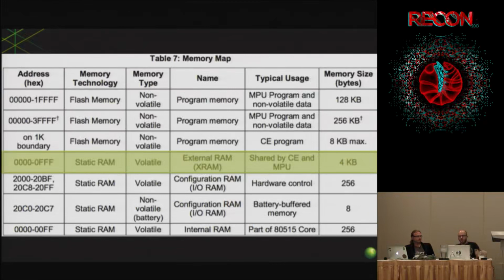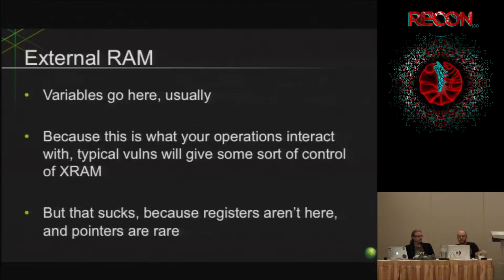And then external RAM, that's the largest part, or the largest part where data goes anyway. And this is where your operations interact with. So anytime you find a vulnerability, if you find a crash, it's usually always in XRAM. You're finding some way that you're either corrupting XRAM, which then causes something else to crash, and then eventually it'll trigger some sort of an interrupt that resets it. Or you can get extreme control of it in certain types of scenarios.